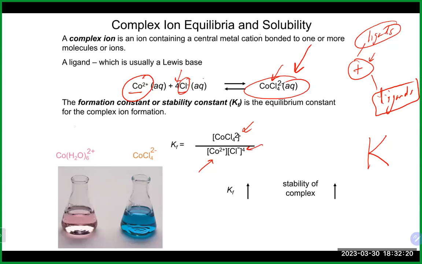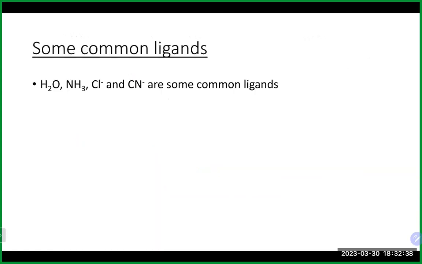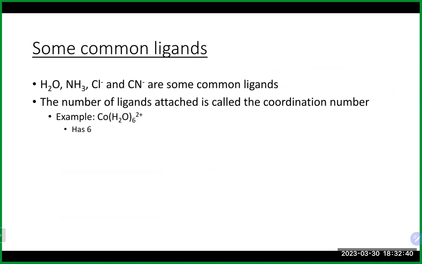Here's a couple of examples. This is cobalt surrounded by 6 waters. And this is a cobalt surrounded by 4 chlorides in this case, making both complex ions here. And obviously different ligands attached here give us some different properties. So let's talk a little bit about ligands.